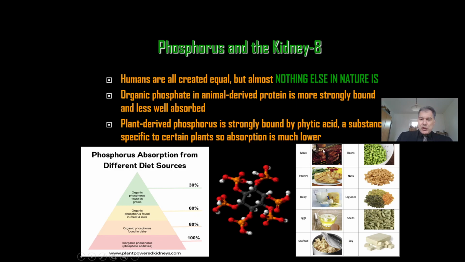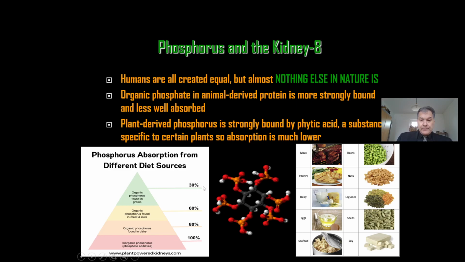Now, in meats in general, this bound amount of phosphorus may be a little bit higher than in dairy, for instance. But here comes the main difference. If you eat phosphorus from plants, in other words, foods that derive from plants, the situation is entirely different. And the reason for that is what we call phytic acid, which is very abundant in plant-based products.